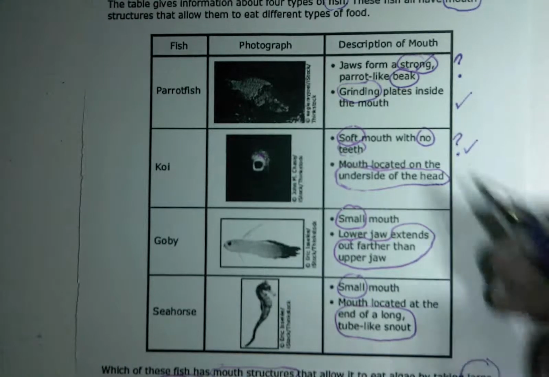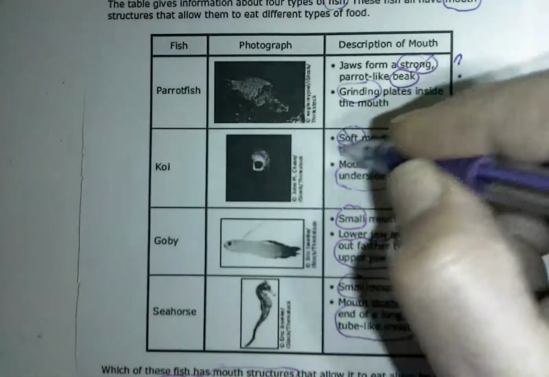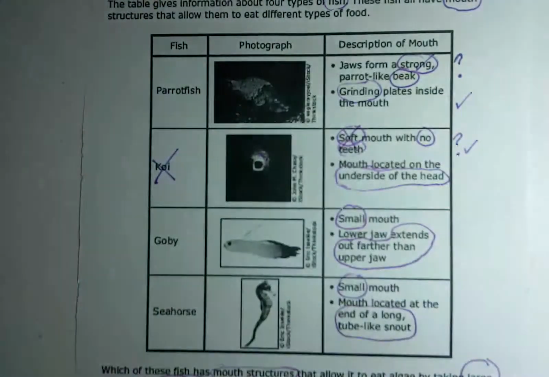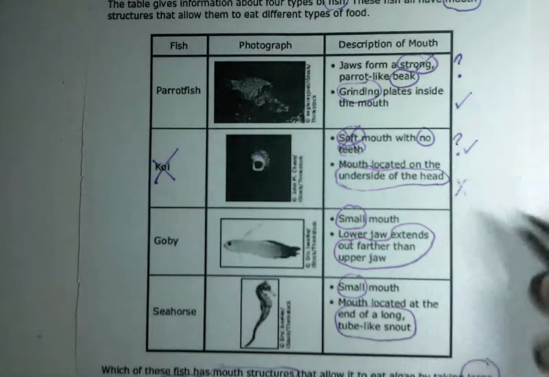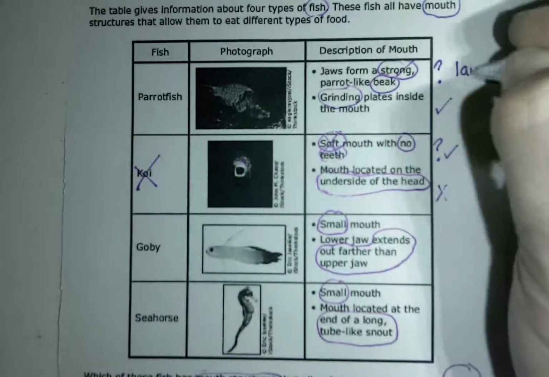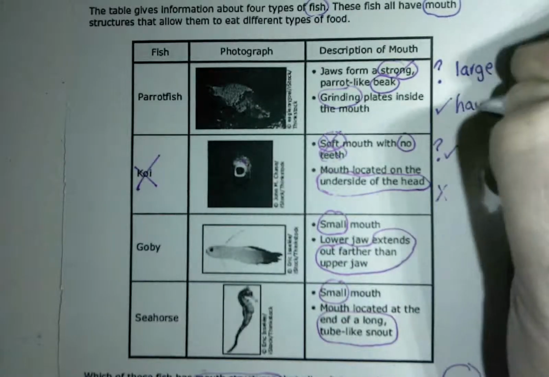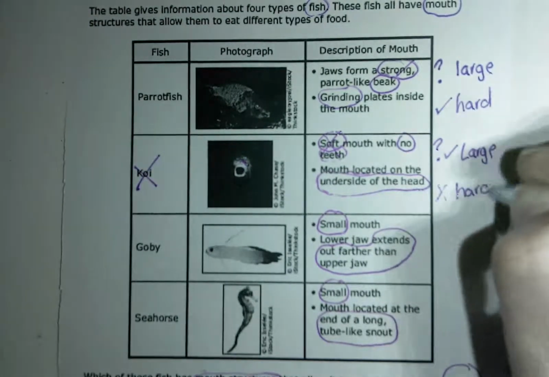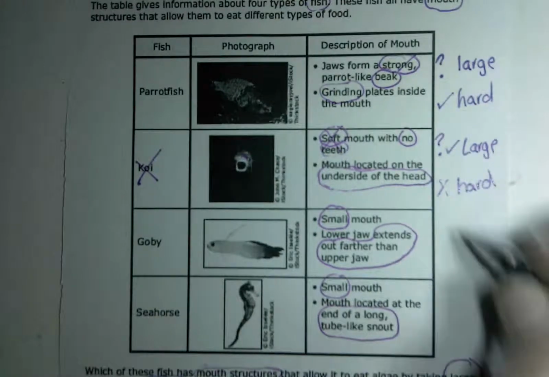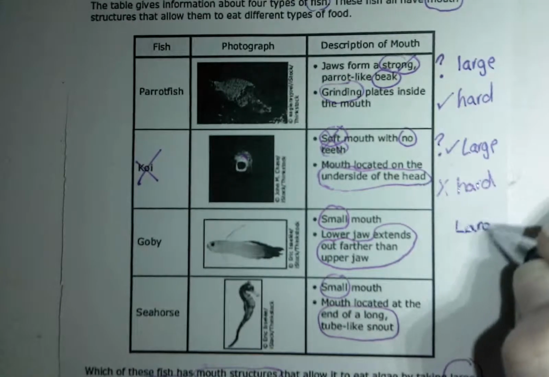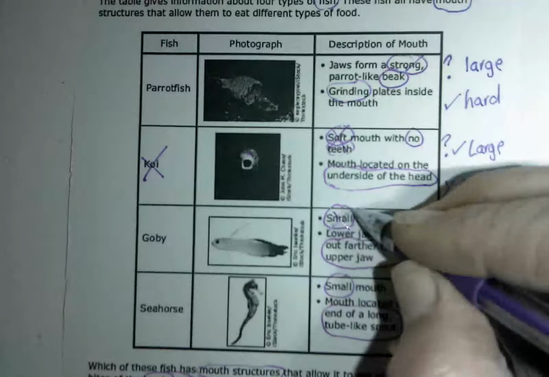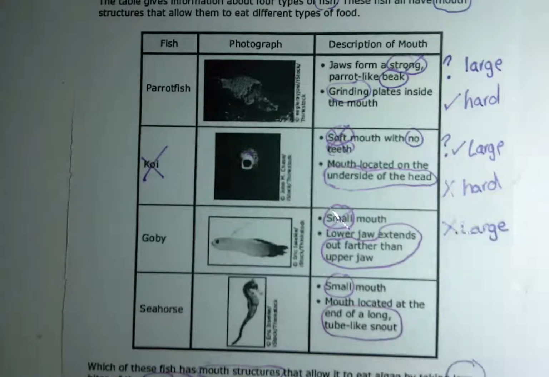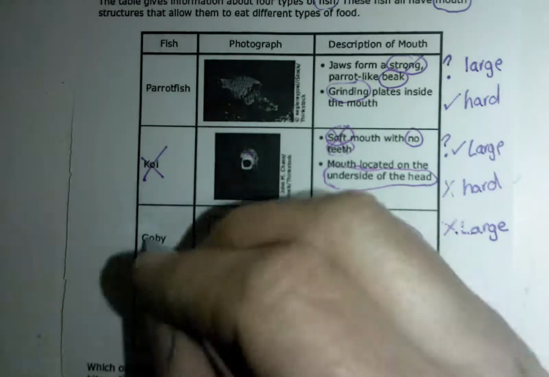And this is hard coral. Can it handle hard coral? No, it can't because it has a soft mouth. So koi will not be an option. So this is large, hard, large, hard. Okay. And then goby, will it be able to handle large? Well, no, it won't because it says it has a small mouth. So it will not be able to handle the concept of having a large bite. So goby is out.